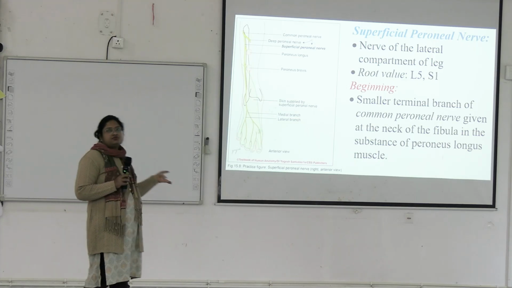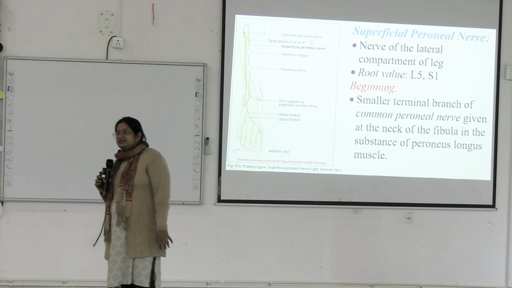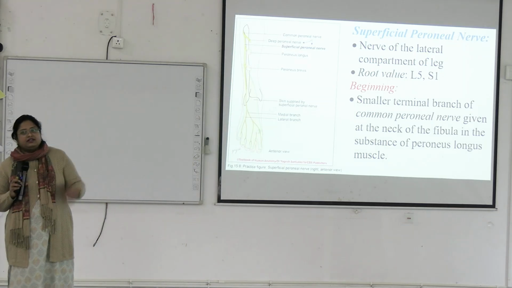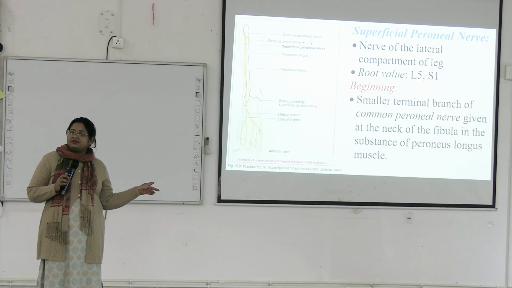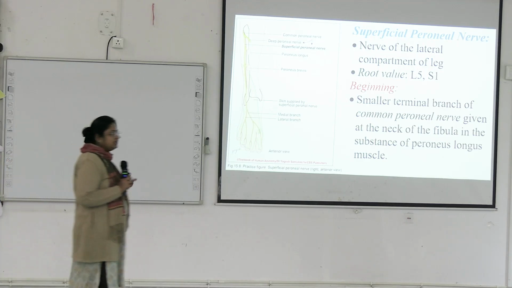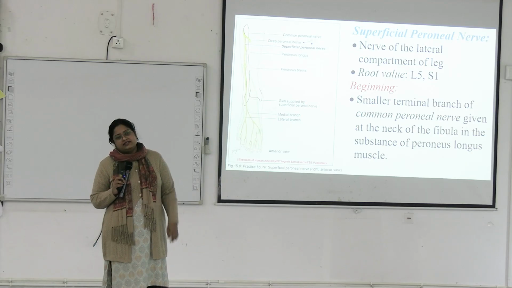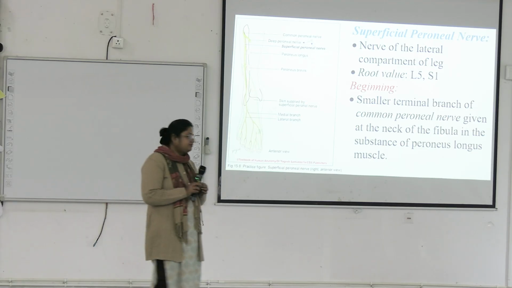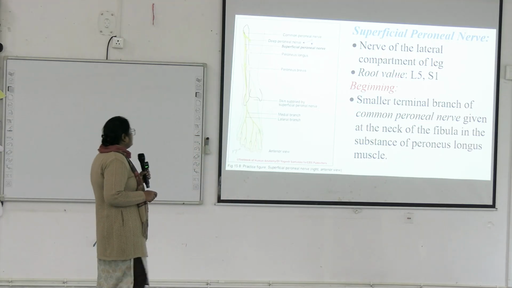Next, we are going to the two terminal divisions. First, we will discuss superficial peroneal nerve and then the deep peroneal nerve. Deep peroneal you have seen in the anterior aspect of the leg dissection, and superficial peroneal also you have seen in the lateral part of the leg where peroneus longus and peroneus brevis were lying. So deep peroneal nerve is the nerve of anterior compartment of leg, and superficial peroneal is the nerve of lateral compartment of the leg.